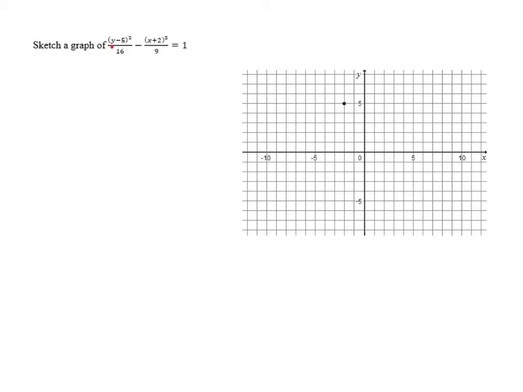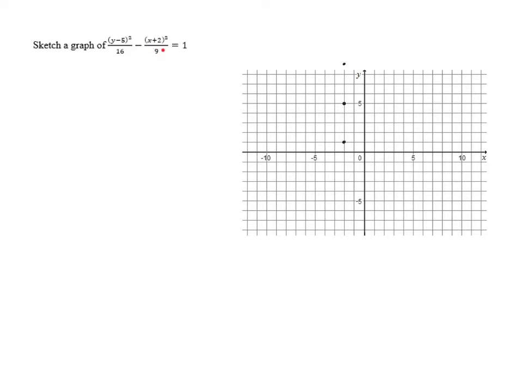Now, because it's the y squared term that's positive, we know that this is going to be opening upward. And because a squared is 16, we know that a is 4. So our vertices are going to be up 4 units above the center and down 4 units below. So one of them is going to be up here, and the other one is going to be down there.